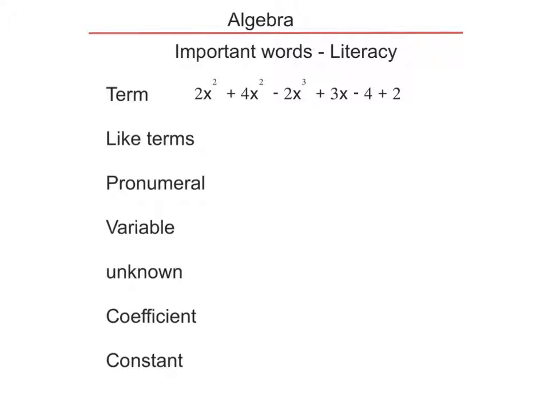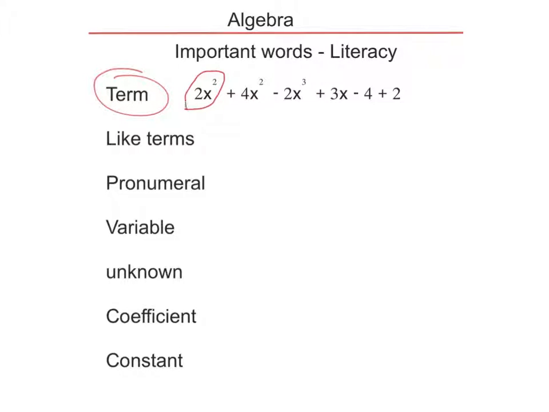This video is about the literacy words for algebra. Let's start off with term. A term is numbers and letters joined together but separated by pluses and minuses. So if I have a look here, I'm looking for the pluses and minuses because that separates terms. So you can see there's 1, 2, 3, 4, 5 of those. So each of these is a term.